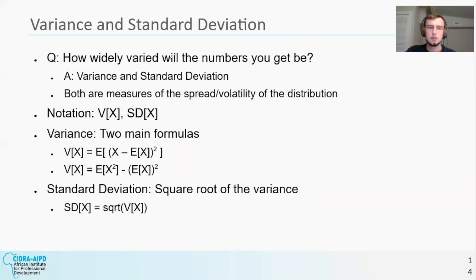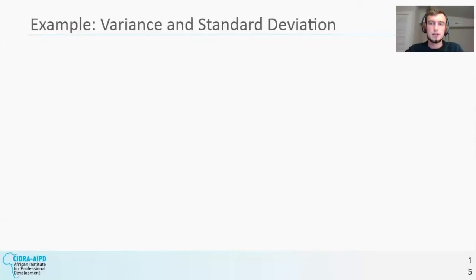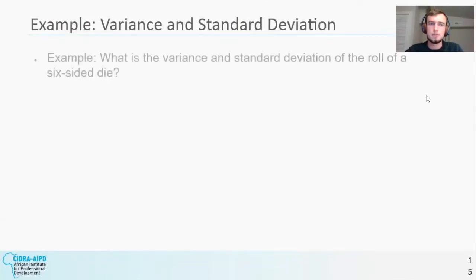So yeah, standard deviation is literally just the square root of the variance. So if our variance is 4, our standard deviation is 2. All right, so now that we know what variance and standard deviation are, let's go through an example. So we're rolling a 6-sided die.